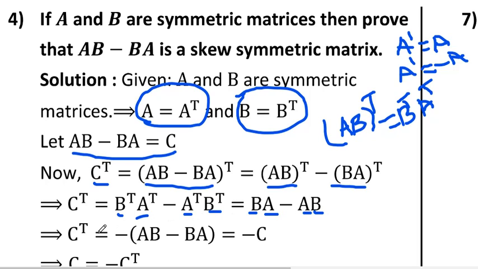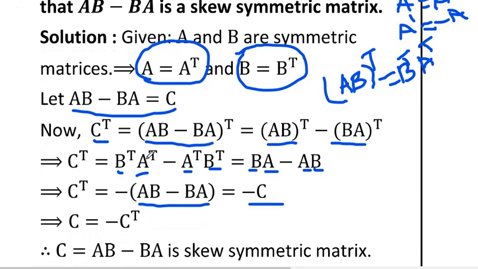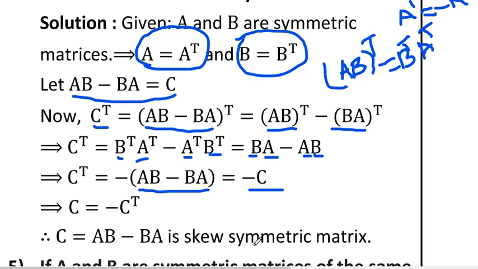You will have C transpose is equal to minus of (AB minus BA). And what is AB minus BA? C, and that's equal to minus C, and that is C transpose is equal to minus C. Therefore C is a skew symmetric matrix. And what is C? AB minus BA. That is AB minus BA is skew symmetric matrix. And this is one question which will be asked for 3 marks.